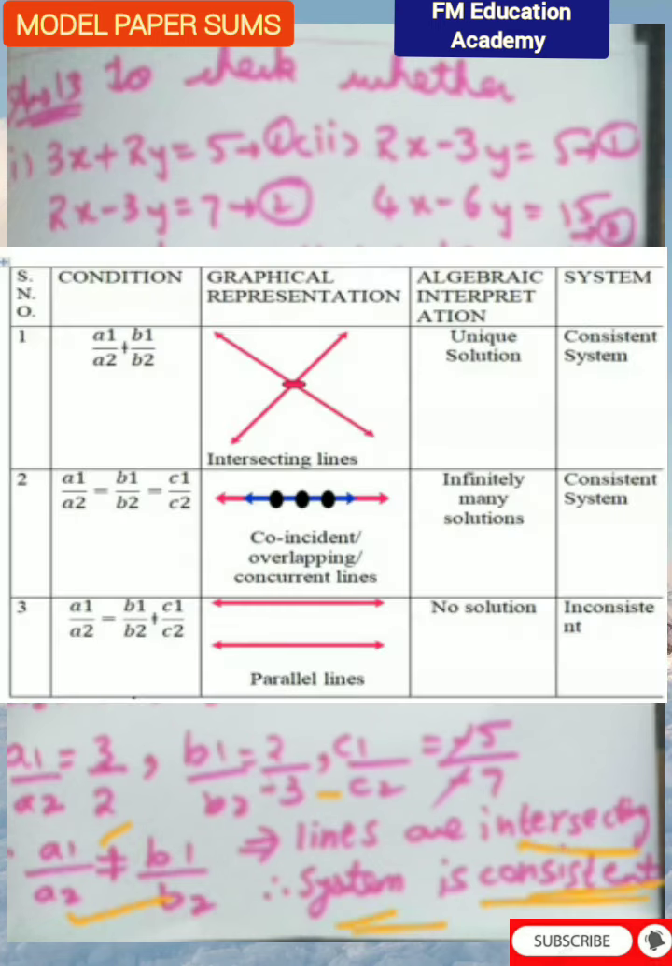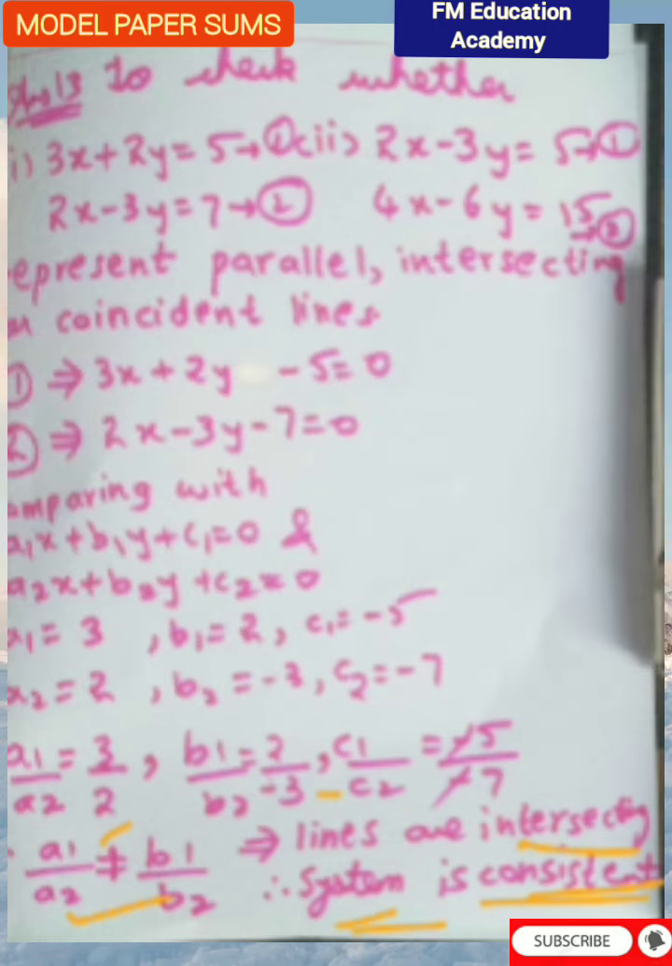Why is the system consistent? Because from the table we know that whenever the solution is unique, the lines are intersecting and the system is consistent. Whenever any system has a solution, we will say that the system is consistent. If we don't have a solution, we say the system is inconsistent. So in the question it says that if the system is consistent, then you have to find out the solution of the system. So let us find out the solution of the system.